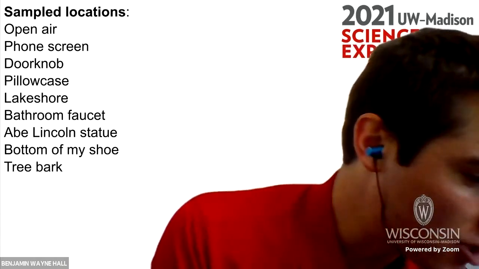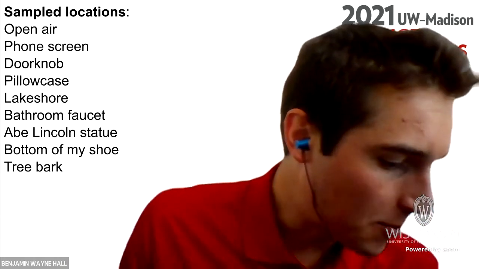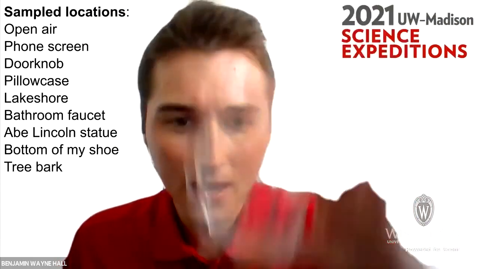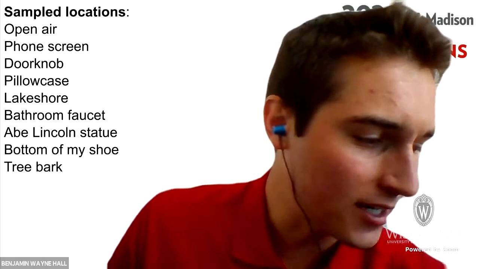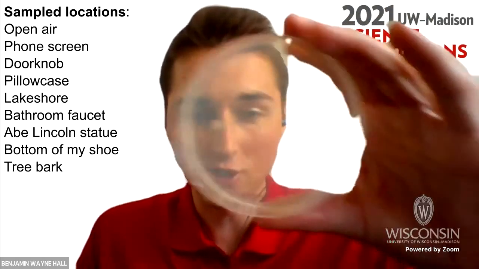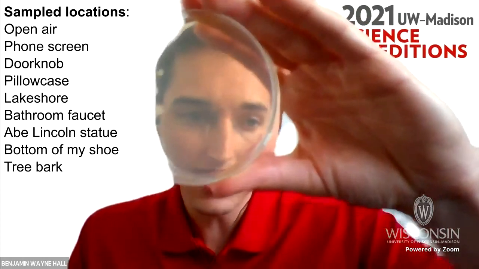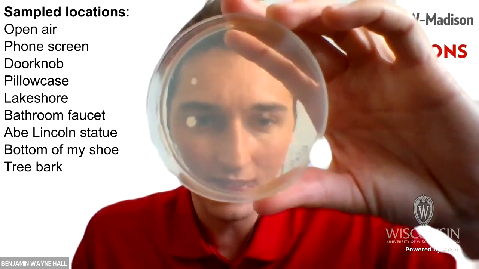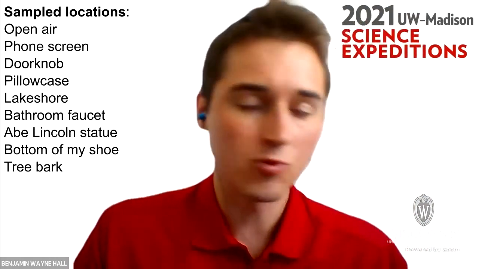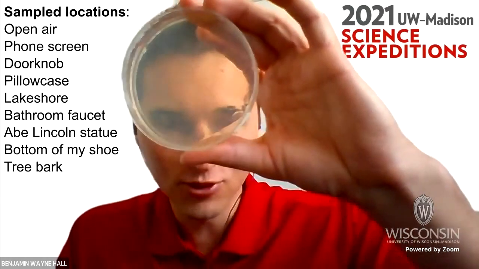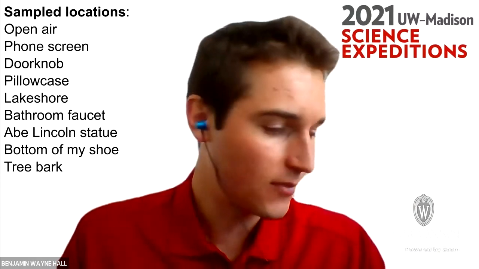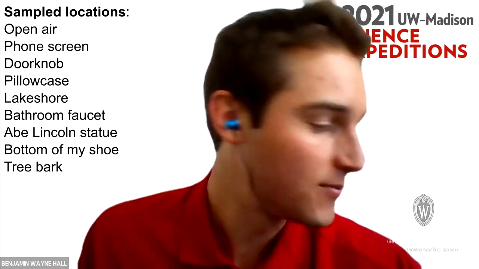So yeah, this is really interesting. It seems that the bottom of the shoe definitely had lots of bacteria, but some of the ones that we didn't expect to have bacteria did have some, like the Abe statue, but it does have less, so maybe that still is in line with our predictions. And then some of the areas we predicted there to be a lot of bacteria, like the phone screen, really did not show up with many bacteria growing on that puppet.